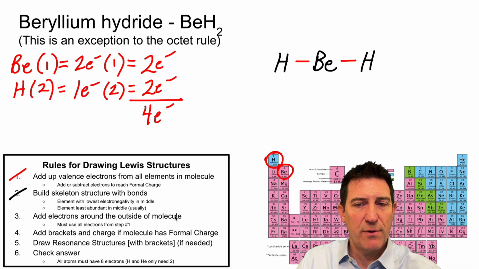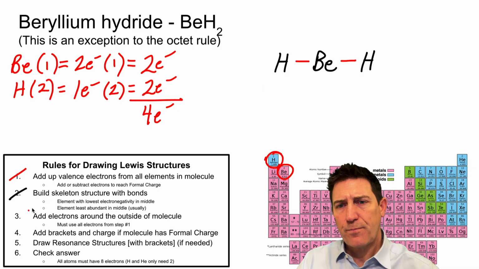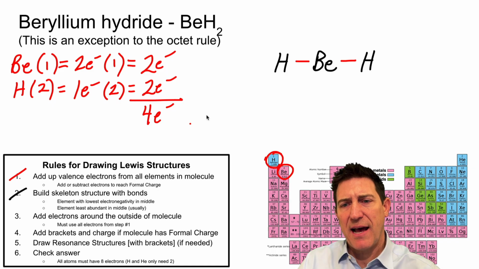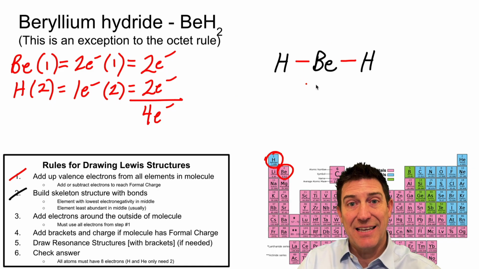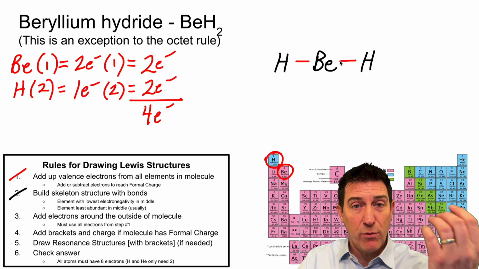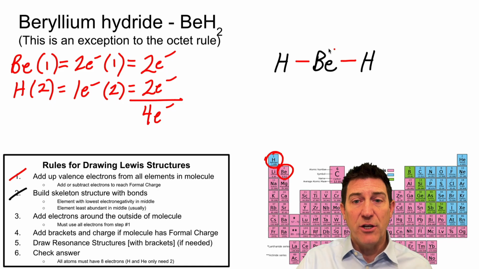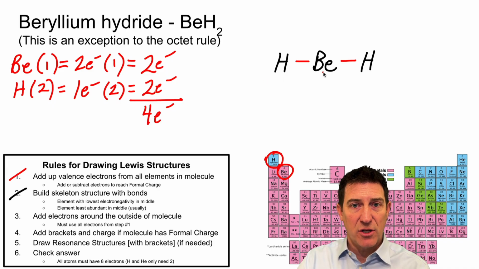Then we add the electrons around the outside of the molecule till we've used them all up that we calculated right here. But look, I've already used 4 electrons. I can't add any more electrons, so what do I do? Now, if you've followed along with me in the past, we have an unhappy central atom, because notice this beryllium only has 4 electrons around it, and we would think, according to the octet rule, it should have 8. But we don't have any more and hydrogen doesn't have any electrons to share.